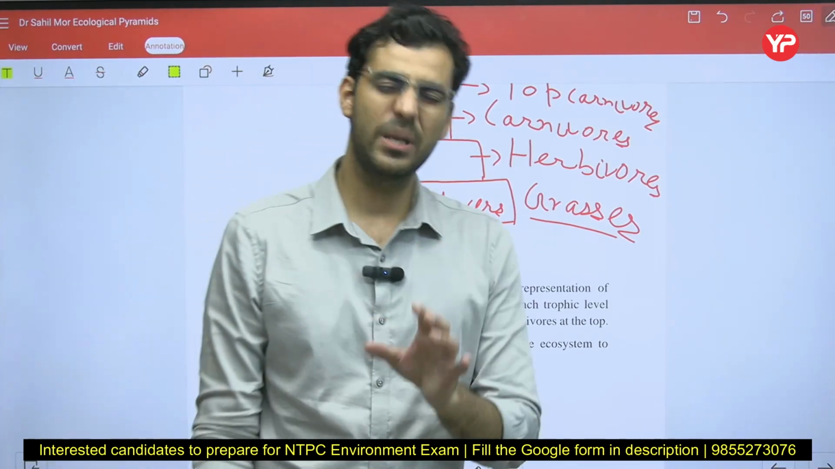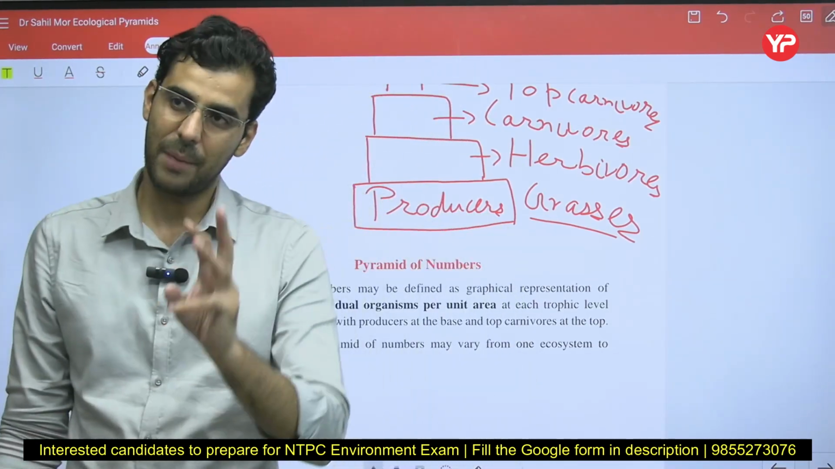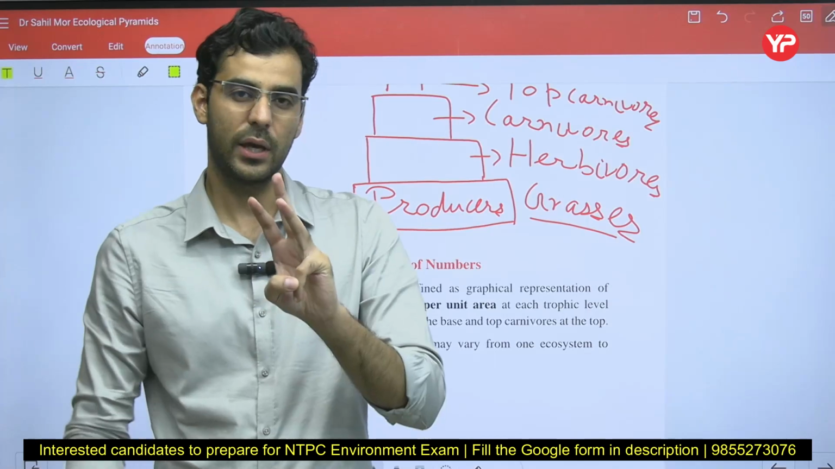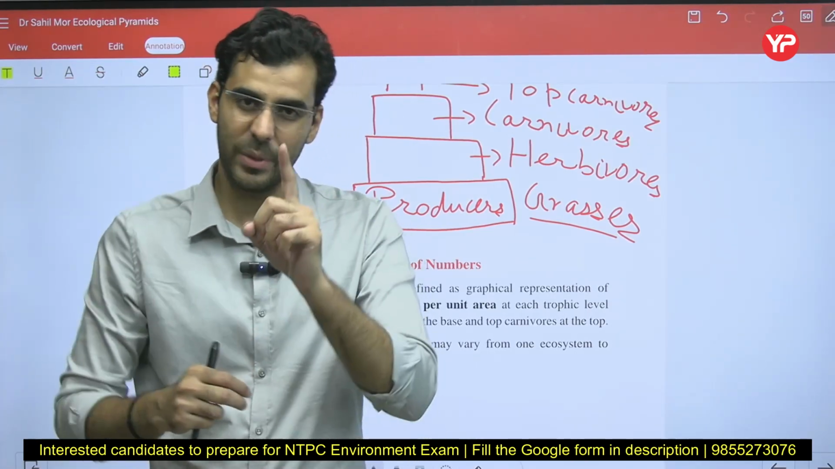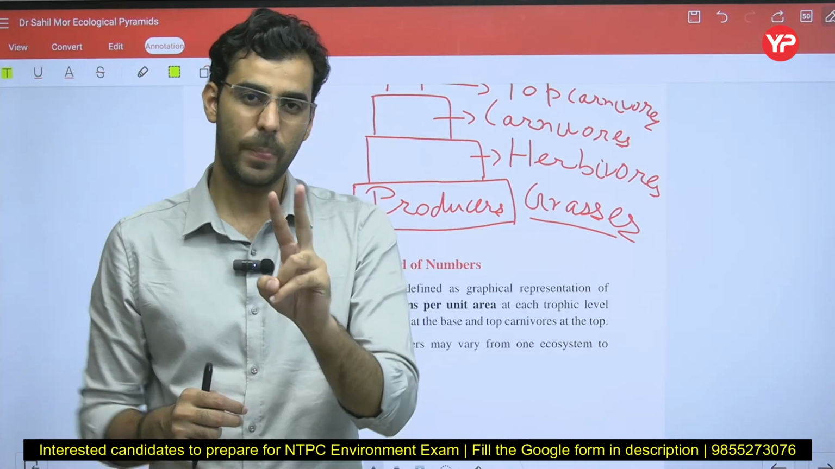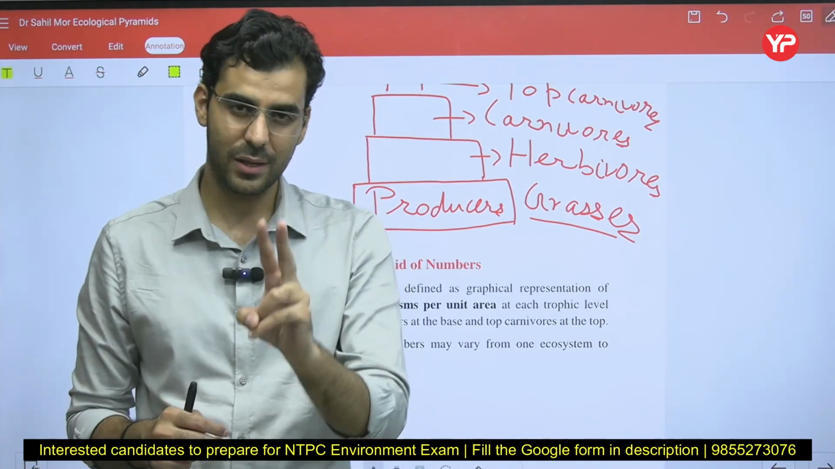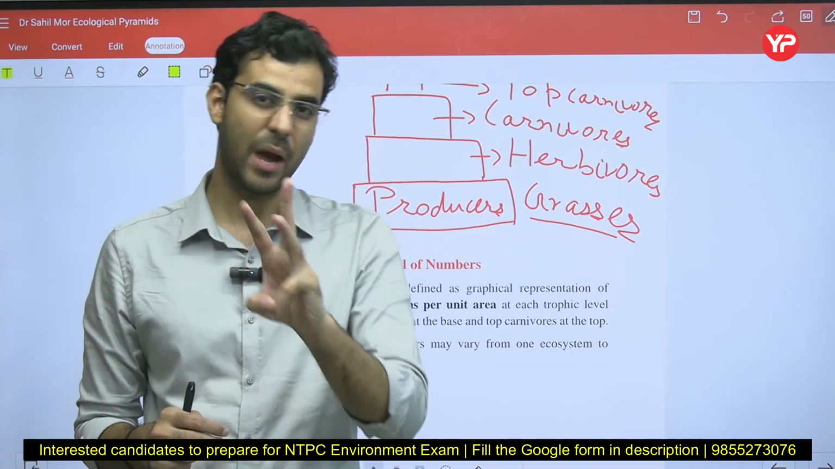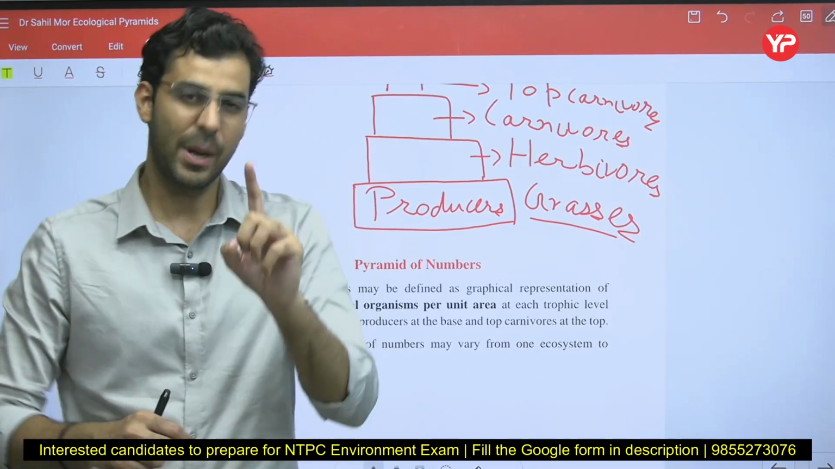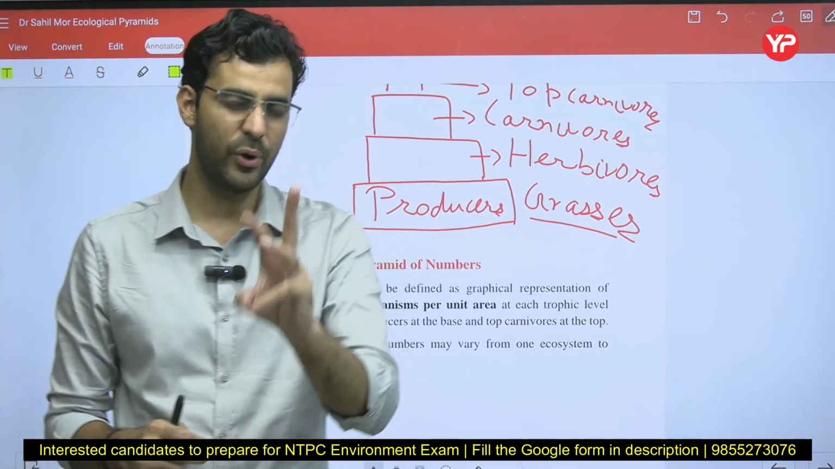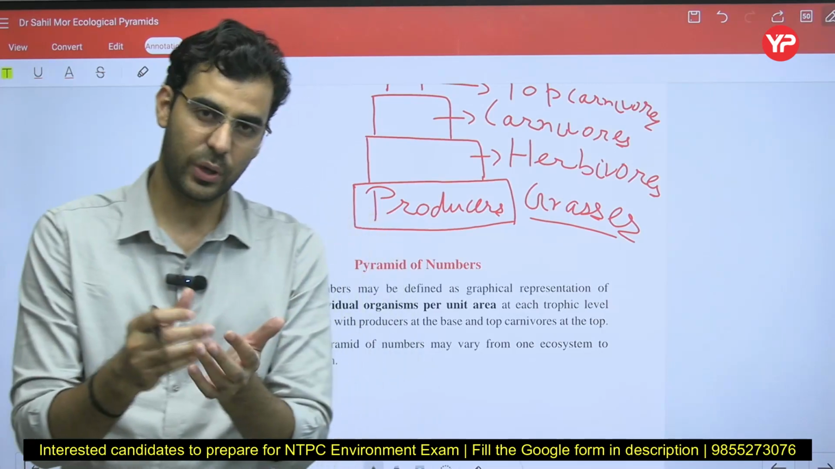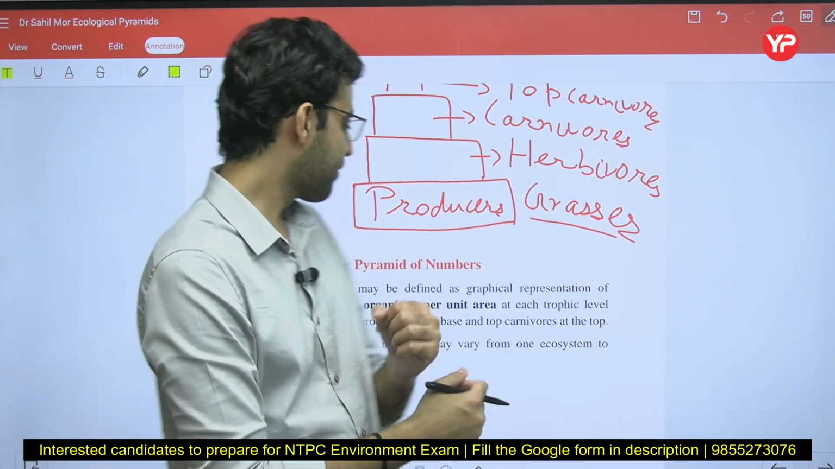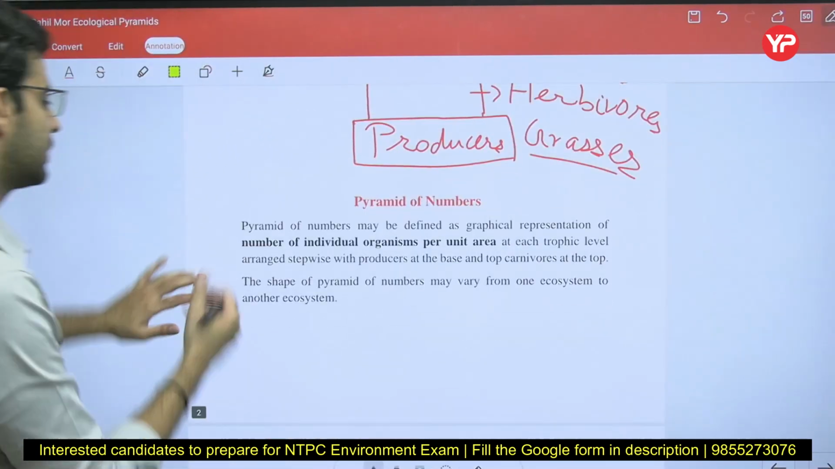So ecological pyramids are basically of three types. We can make pyramids on the basis of numbers. Number one, on the basis of numbers. Number two, pyramid of biomass. And lastly, pyramid of energy. Pyramid of number, pyramid of biomass, pyramid of energy. So now we will discuss one by one with the examples. What is pyramid of number? So starting with pyramid of numbers.